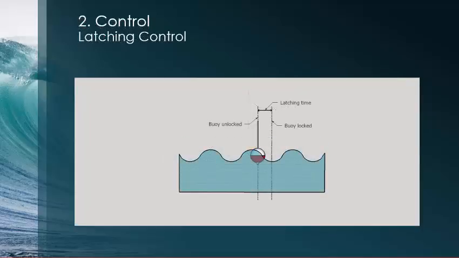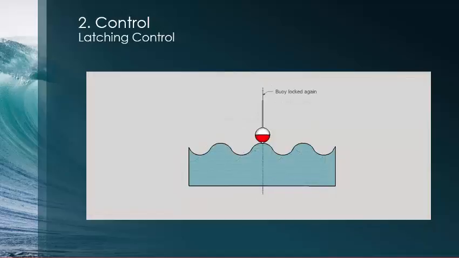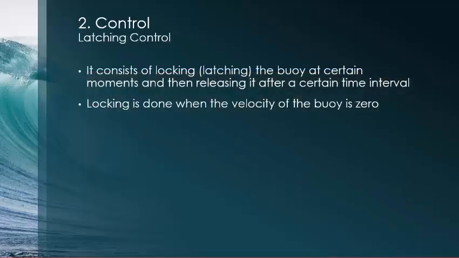Meanwhile, the wave continues to move. As you can see from the figure, at some point the buoy may be partially or completely submerged, and so when it is unlocked, it will immediately accelerate upwards. Then the whole process repeats again, that is, it is locked again at another extreme point, and so on. Latching time is given by the following formula, where T latch is equal to (TW minus T naught) over 2, TW being the wave period and T naught being the natural period of the buoy.